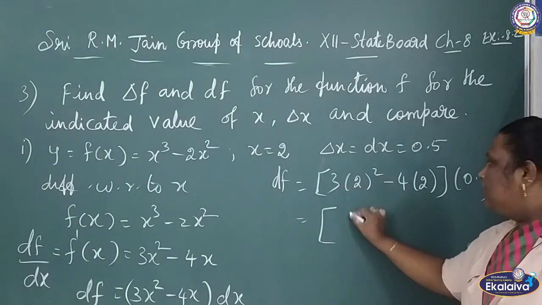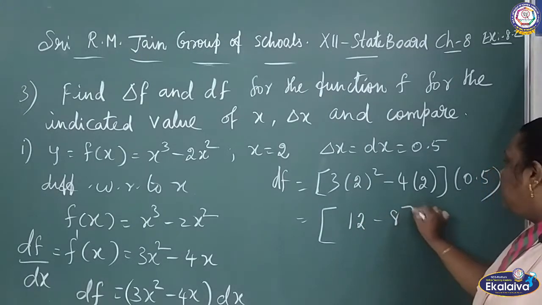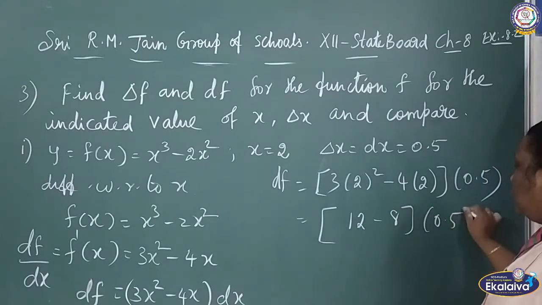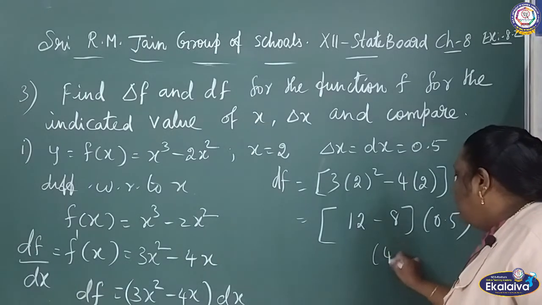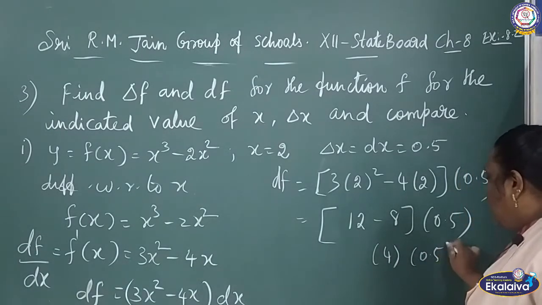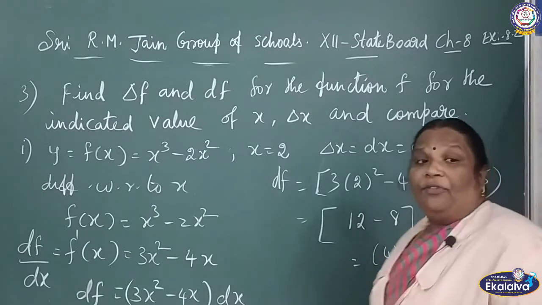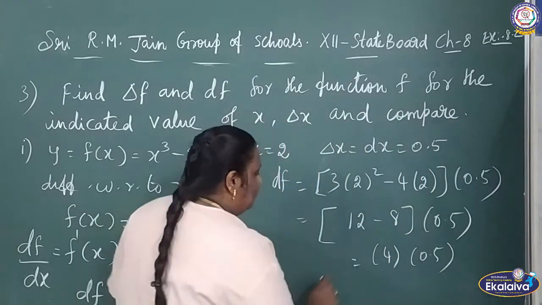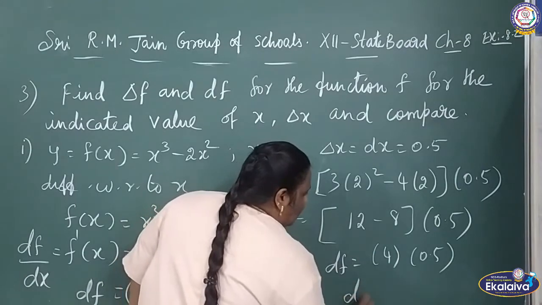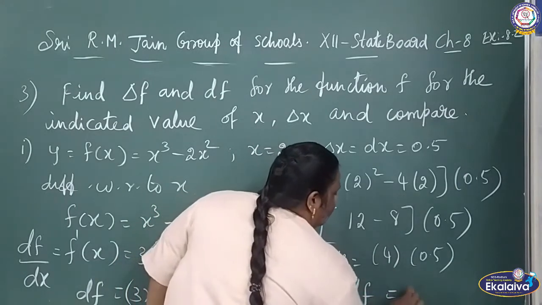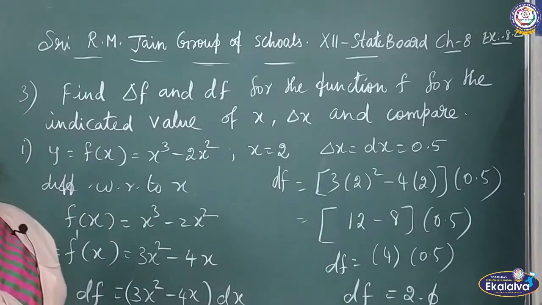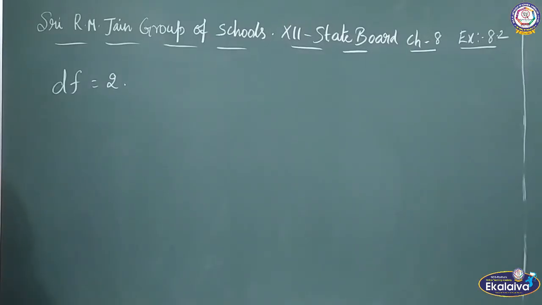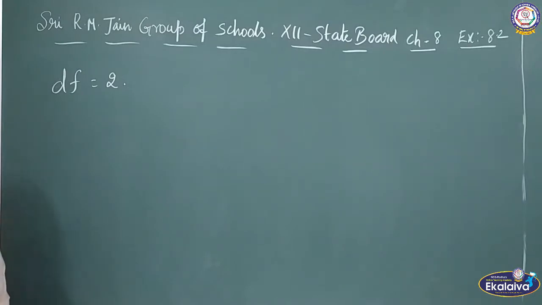So 4 threes are 12, minus 8, into 0.5. That gives 4 into 0.5. So df equal to 2. Now you should find the value of delta f.